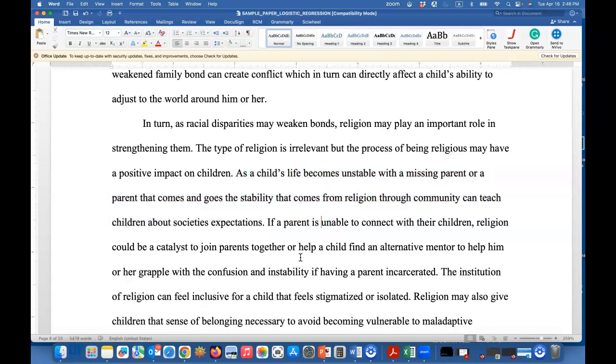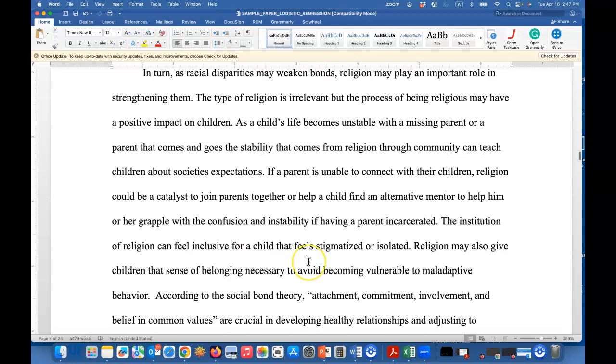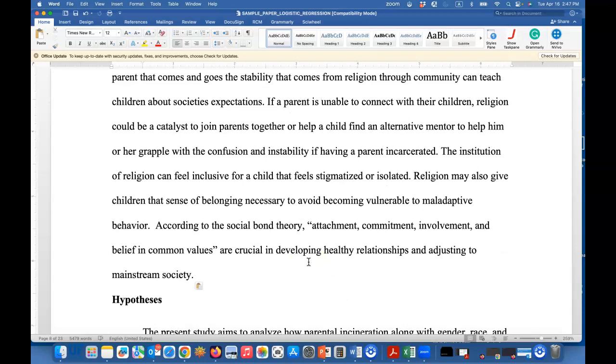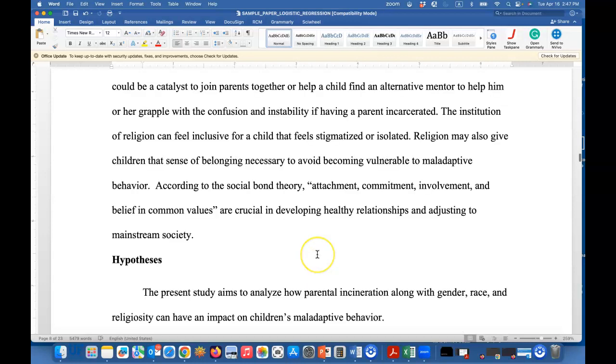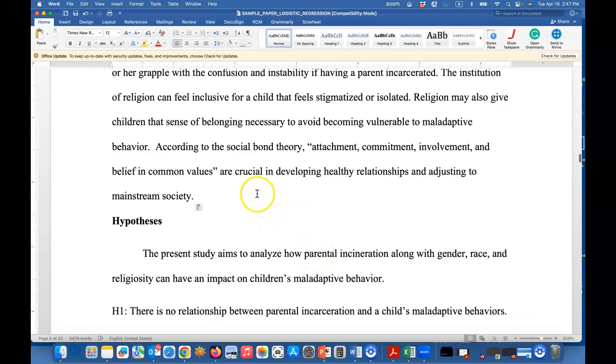As a child's life becomes unstable, with a missing parent or a parent that comes and goes, the stability that comes from religion through community can teach children about society's expectations. If a parent is unable to connect with their children, religion could be a catalyst to join parents together or help a child find an alternative mentor to help him or her grapple with the confusion and instability of having a parent incarcerated. The institution of religion can feel inclusive for a child that feels stigmatized or isolated. Religion may also give children that sense of belonging necessary to avoid becoming vulnerable to maladaptive behavior.